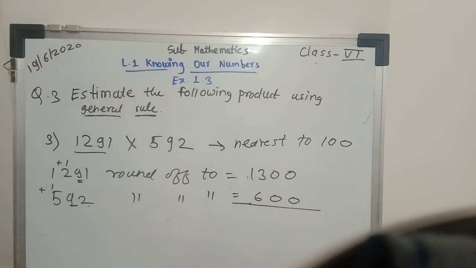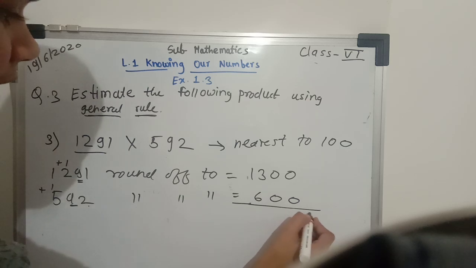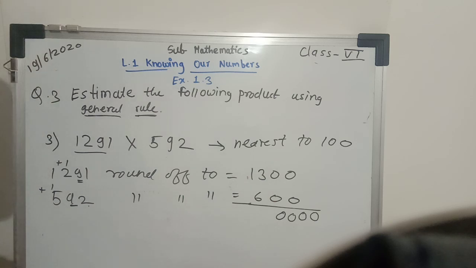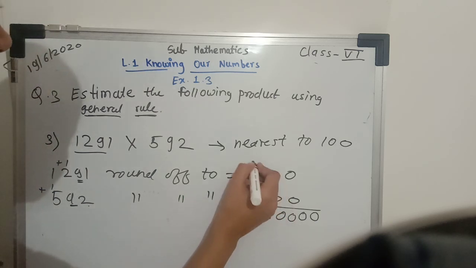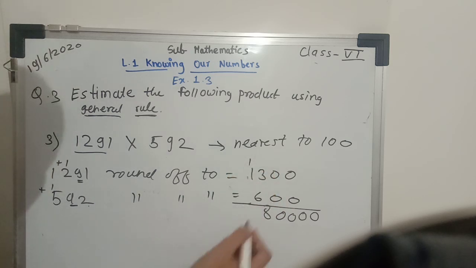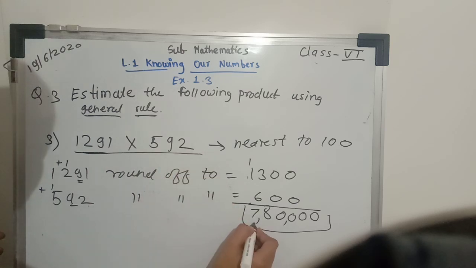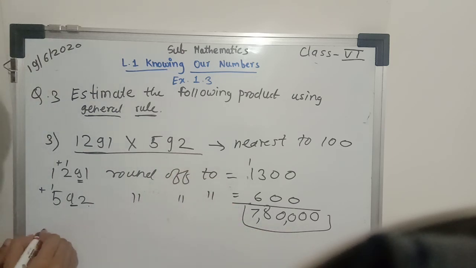Okay, here I will do a simple multiplication. Here how many zeros are there? 4. So here I will write 4 zeros: 1 2 3 4. Okay, 6 3s are 18. Carry 1. 6 1s are 6. 6 plus 1 is 7. So our answer is 7,80,000. So the estimated product of these two numbers is 7,80,000.